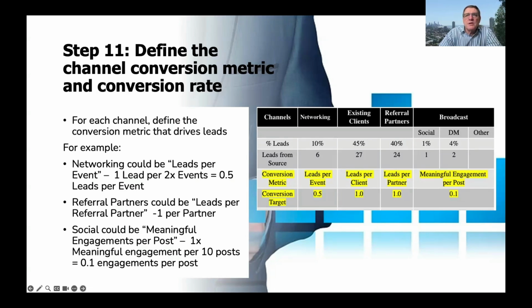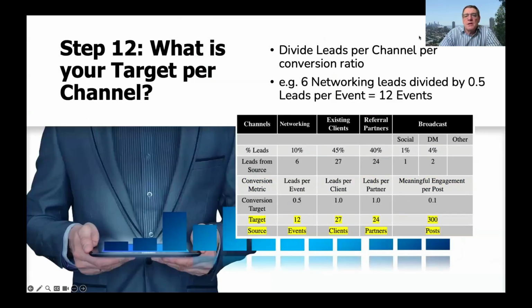Okay, so let's just push on. The last piece is really just to divide your conversion target into your number of leads to work out roughly how many events you need to go to, or how many clients you need to talk to, or how many partners you need to talk to in order to get your target. So you could look at it from this perspective and go, okay, well, I've only currently got 12 really good quality referral partners.